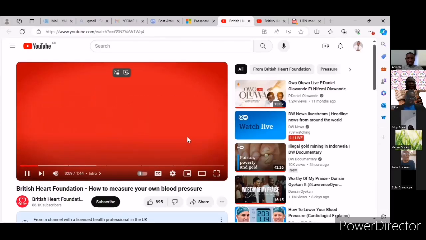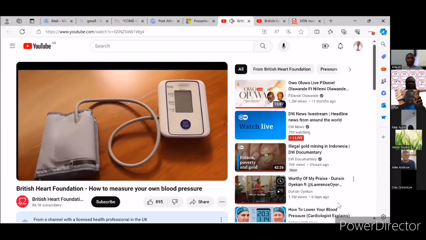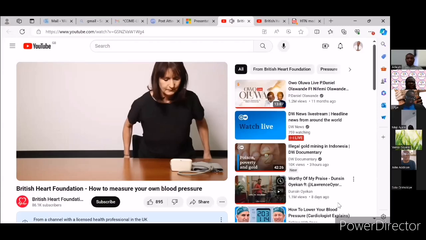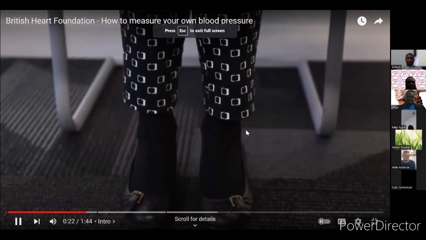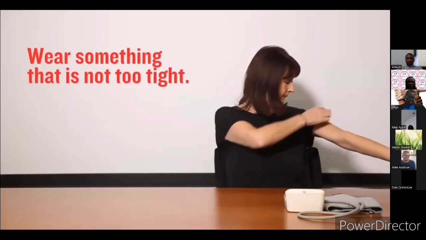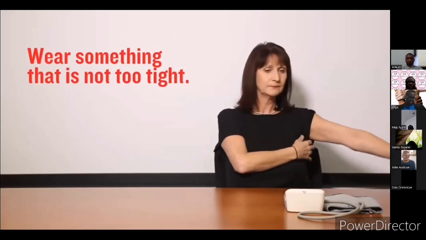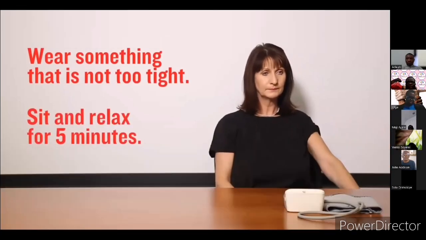Aim to take your blood pressure at the same time each day. Sit comfortably in a chair that supports your back and have a desk or a table in front of you. Keep your feet flat on the floor and don't cross your legs. Make sure you're wearing something loose enough to allow you to uncover your upper arm and that isn't too tight. Then take 5 minutes to sit and relax.